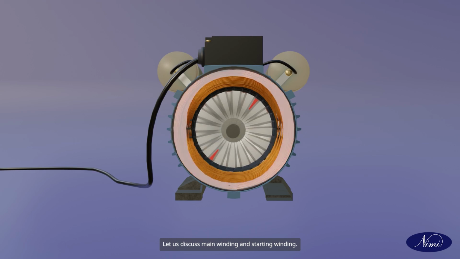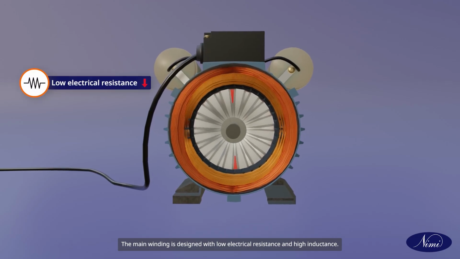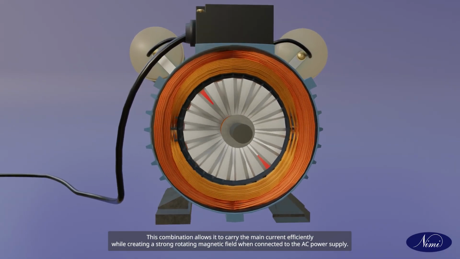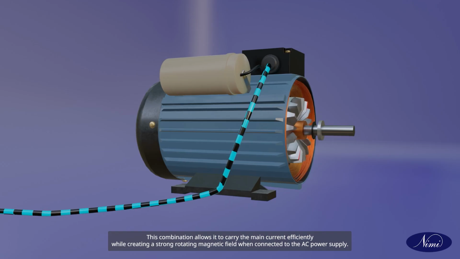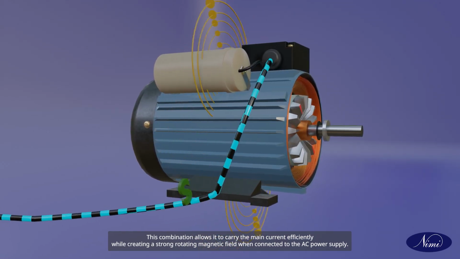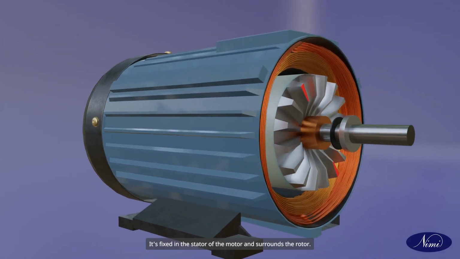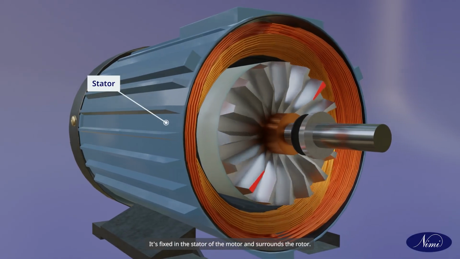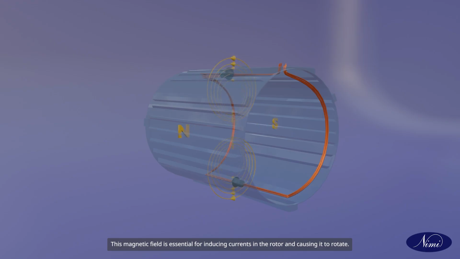Let us discuss main winding and starting winding. The main winding is designed with low electrical resistance and high inductance. This combination allows it to carry the main current efficiently while creating a strong rotating magnetic field when connected to the AC power supply. The main winding is stationary, meaning it doesn't move. It's fixed in the stator of the motor and surrounds the rotor. When the AC current flows through the main winding, it generates a rotating magnetic field. This magnetic field is essential for inducing currents in the rotor and causing it to rotate.